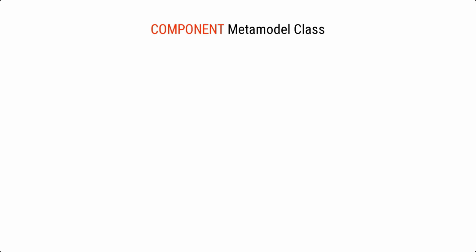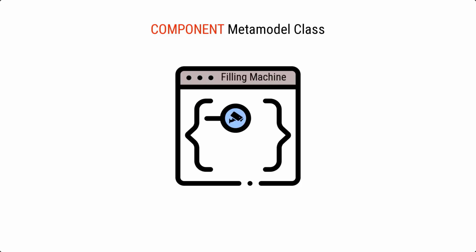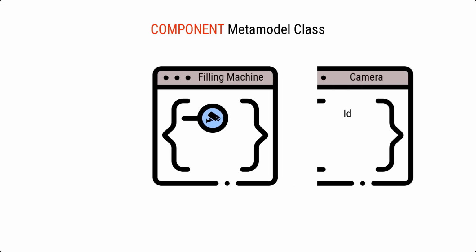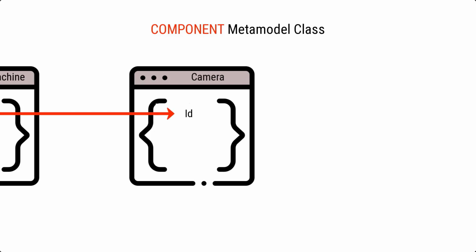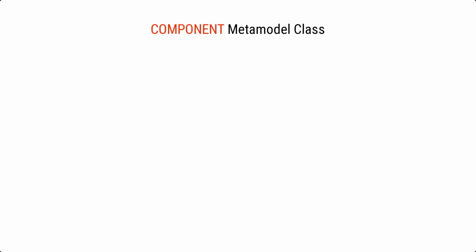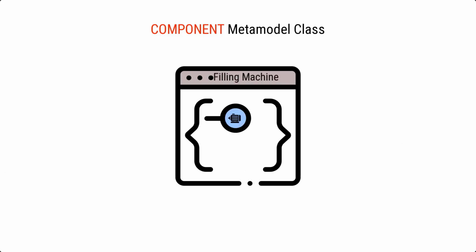A component class enables you to describe models that are components of other models. For example, the filling machine may have a camera as its component. In that case, you'd want to first define the camera as a standalone model and then reference it when defining a filling machine. Now, the question is, what criteria do I use to determine a component? If my filling machine has a motor, do I treat it as a component as well?